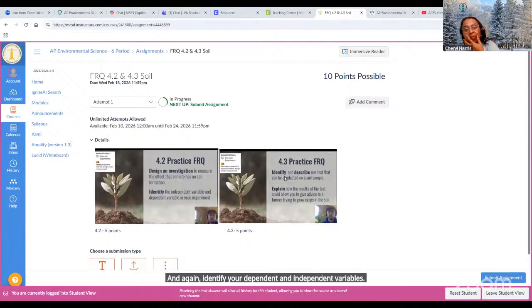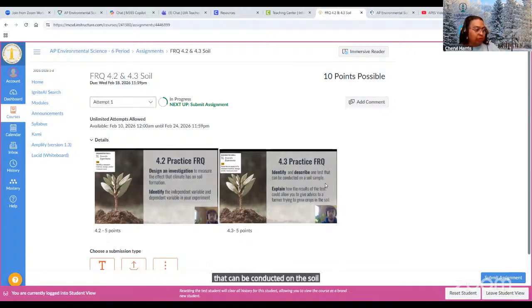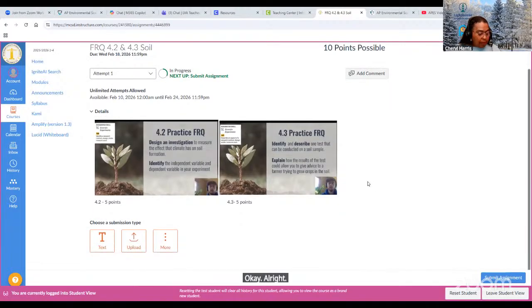All right, the other one says identify and describe one test that can be conducted on the soil. So again, you go back to the list of tests that he gave you and then explain the results that the test would give you, to give advice to a farmer. So based on the type of soil that you got from the test, what advice would you give to a farmer for trying to grow crops in that kind of soil? All right, each of those is worth 5 points, which means take your time and develop an explanation for those.